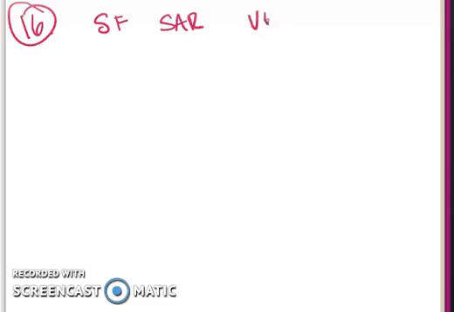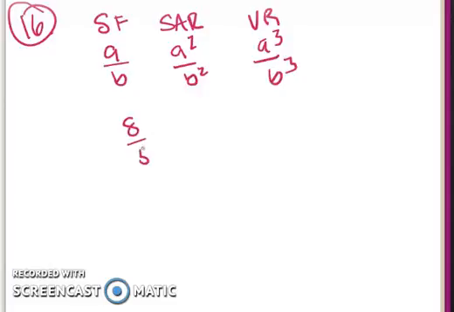Alright, finally, back page, number 16 says if the scale factor is 8 to 5, what's the surface area ratio and volume ratio? This one's really a lot easier than even that last one. We have scale factor versus surface area ratio, versus the volume ratio. Okay, so remember we learned A to B, A squared to B squared, and A cubed to B cubed. So if it's telling me it's 8 to 5, I just need to square these.